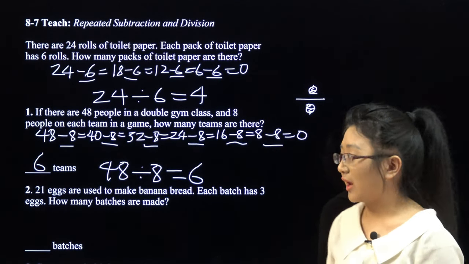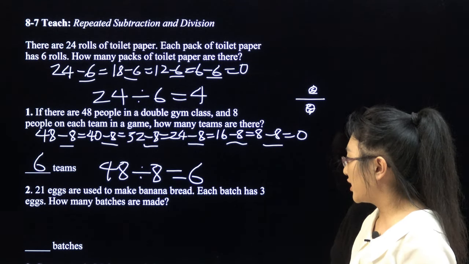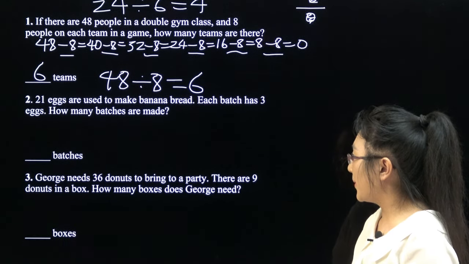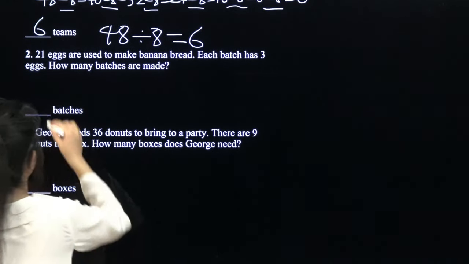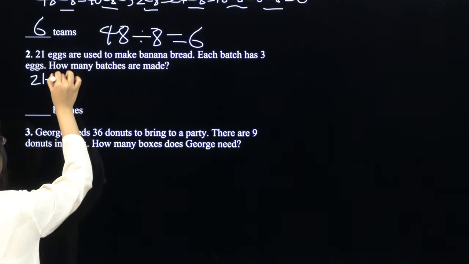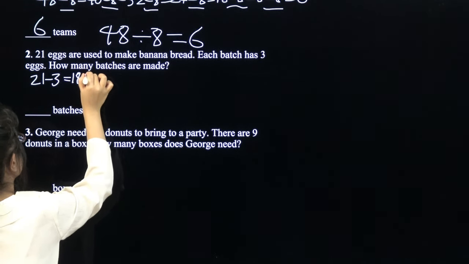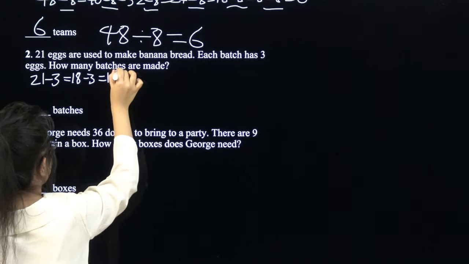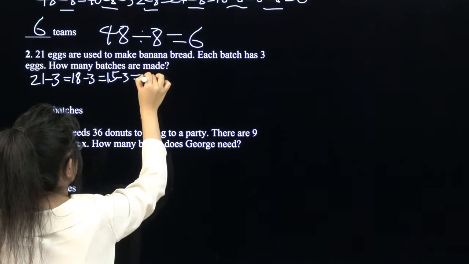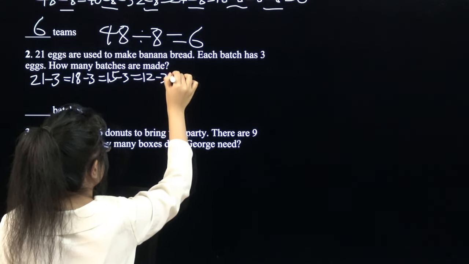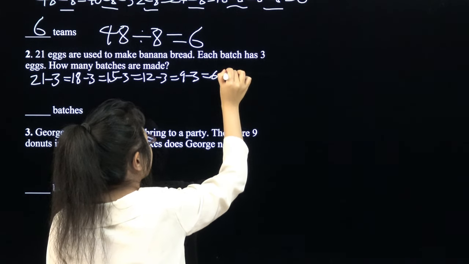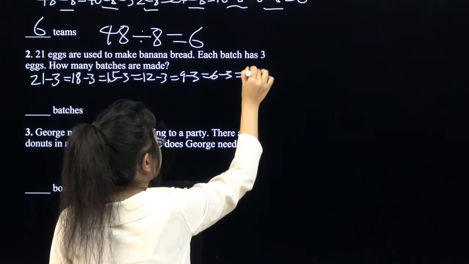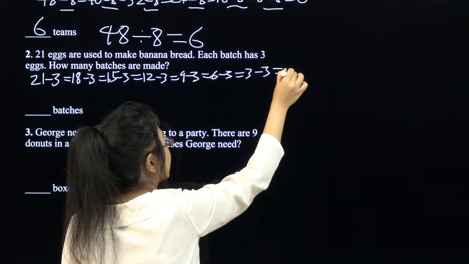21 eggs are used to make banana bread. Each batch has 3 eggs. How many batches are made? So 21, subtract 3 repeatedly. 21 minus 3, 18. 18 minus 3, 15. 15 minus 3, 12. 12 minus 3, 9. 9 minus 3, 6. 6 minus 3, 3. 3 minus 3, 0.